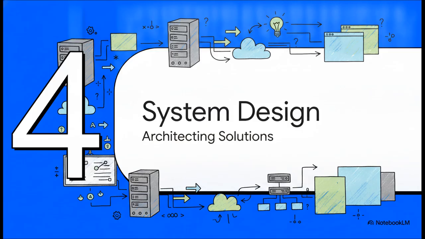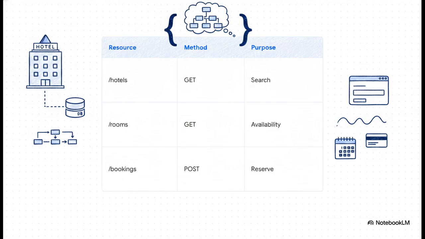Let's pivot to Section 4, Mastering System Design Whiteboards, Architecting the Solutions. When you step up to that whiteboard, you have to drive the narrative. Say you get a classic prompt, like designing a hotel booking system. Don't just immediately start writing code. Clearly map out your core REST resources and endpoints upfront.